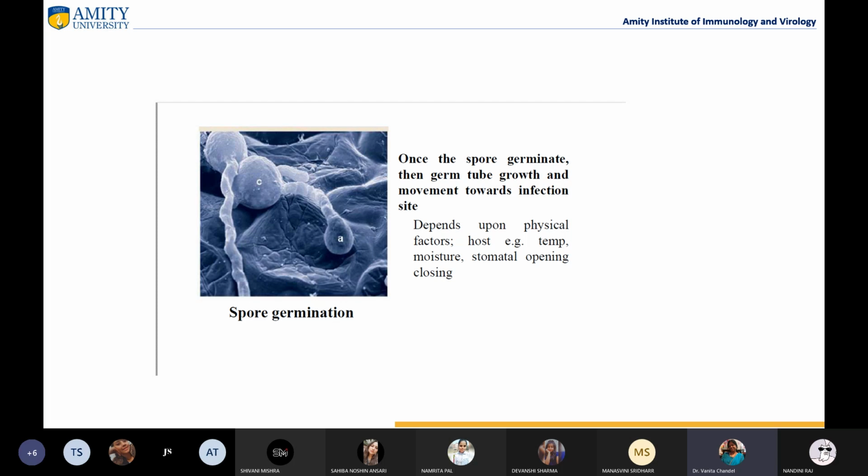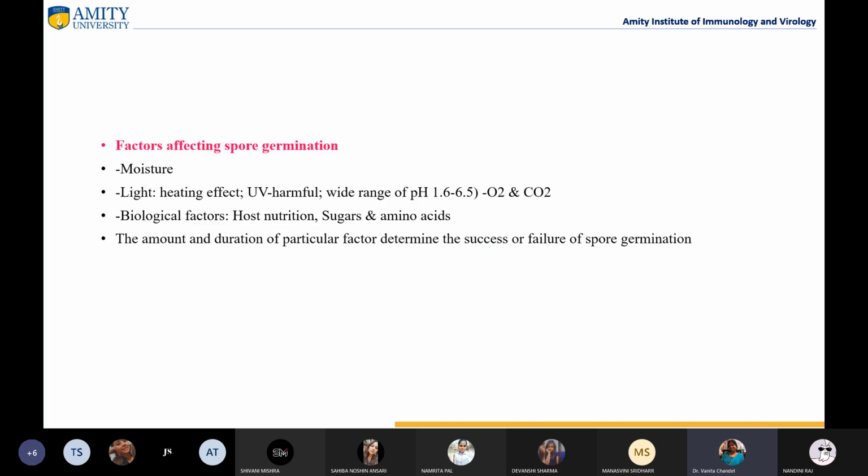Once the spore germinates, then the germ tube grows and moves towards the infection site. So you can see spores and their germ tube also. Again, it depends upon physical factors, such as temperature, moisture, stomatal opening and condition. We'll study about the stomata, how they are entering through the stomata and other openings also, right? So factors which affect spore germination could be the moisture, could be the light, biological factors such as host nutrition, sugars and amino acids. Also the amount and duration of a particular factor determine the success or failure of spore germination. So all these factors will ultimately decide whether the spores are going to germinate or not going to germinate, right?